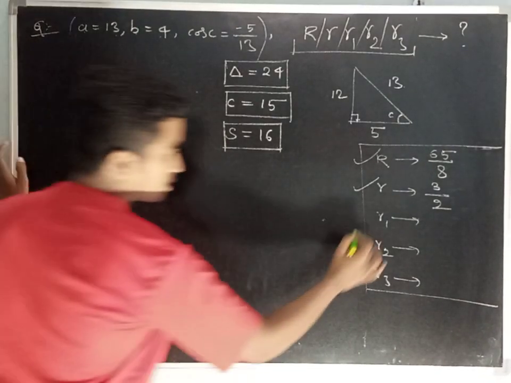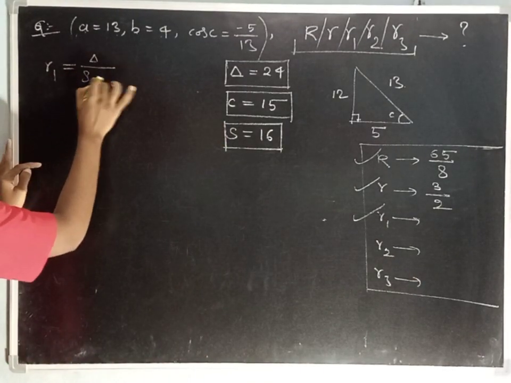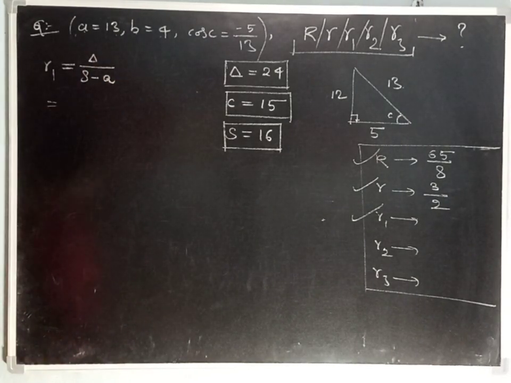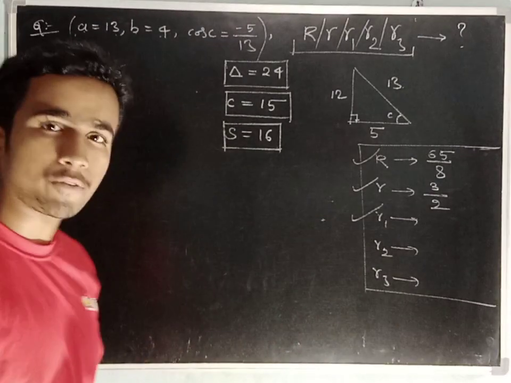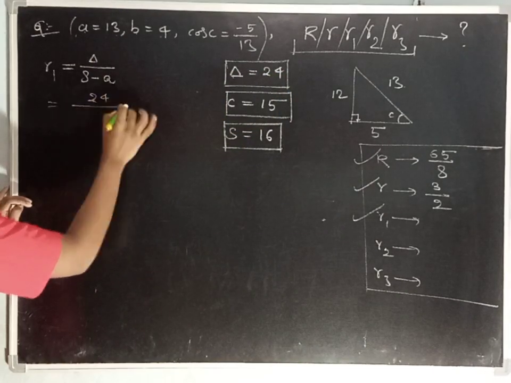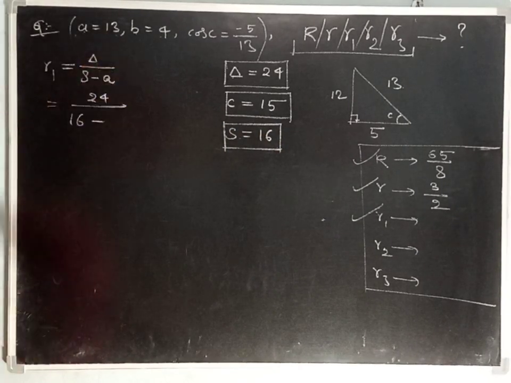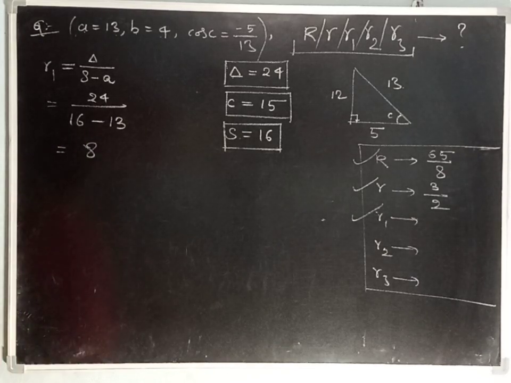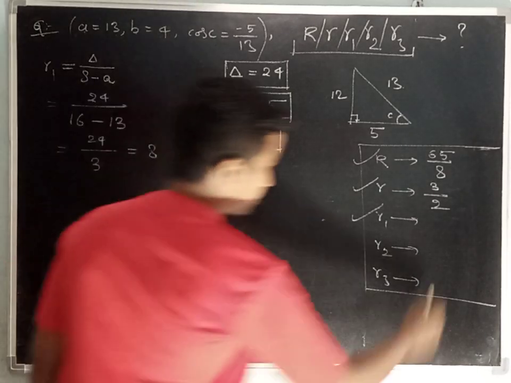Now we need to find the value of R1. R1 is equal to delta by s minus a. I am just using the basic formulas; capital R is equal to ABC by 4 delta, as you have been observing from the beginning. Delta, the area of the triangle, is 24, by s, which is 21, minus a, which is 13, which is nothing but 8. So 24 by 8, which is nothing but 3. R1 is going to be 3.